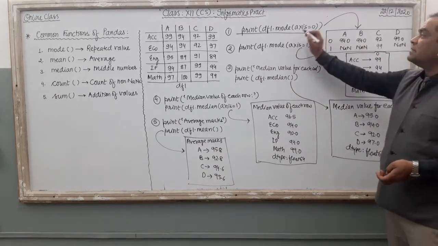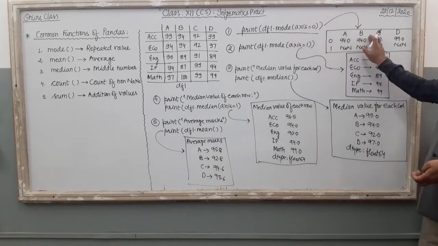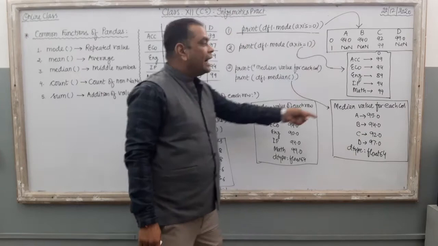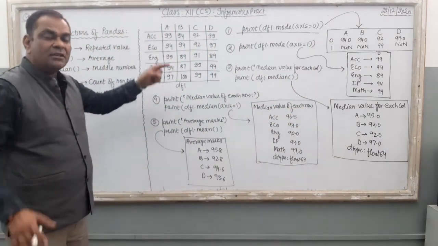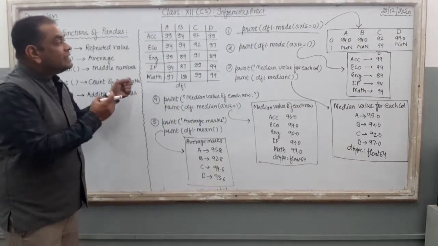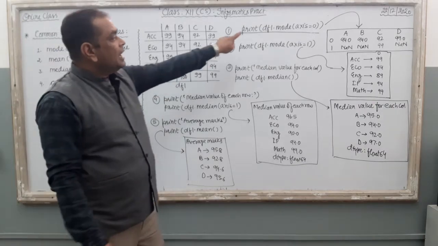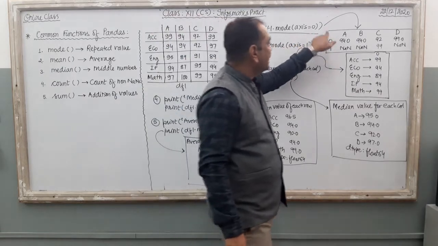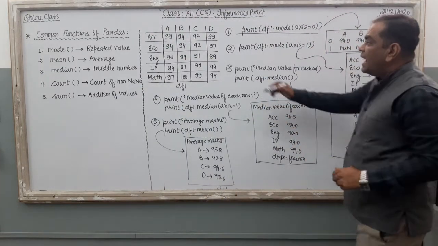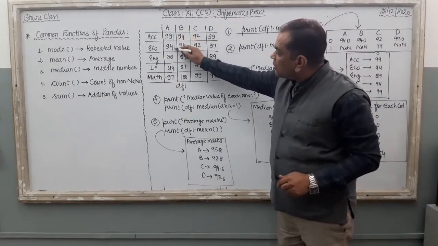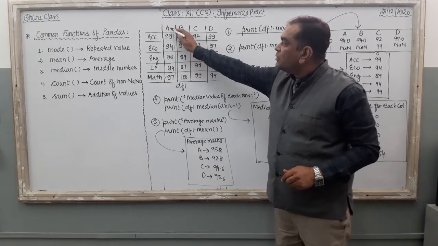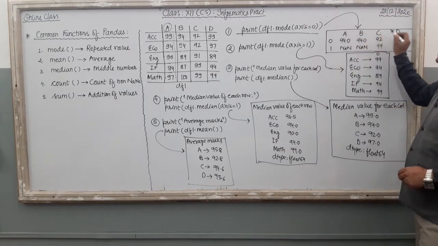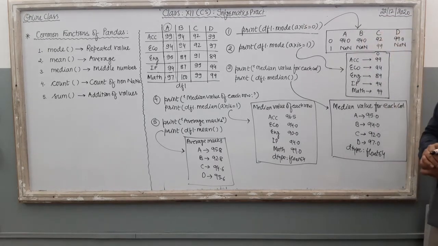Just see, if I apply the command, what will be the output? We compare the output with this data frame. df1.mode, mode means most repeated value. Axis 0 means the computer works on all these rows. The column names are A, B, C, D. 4 columns are there. Clear?